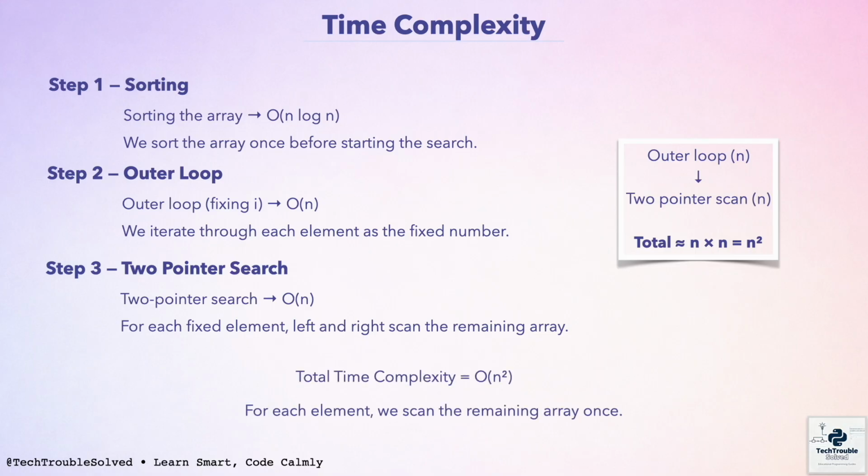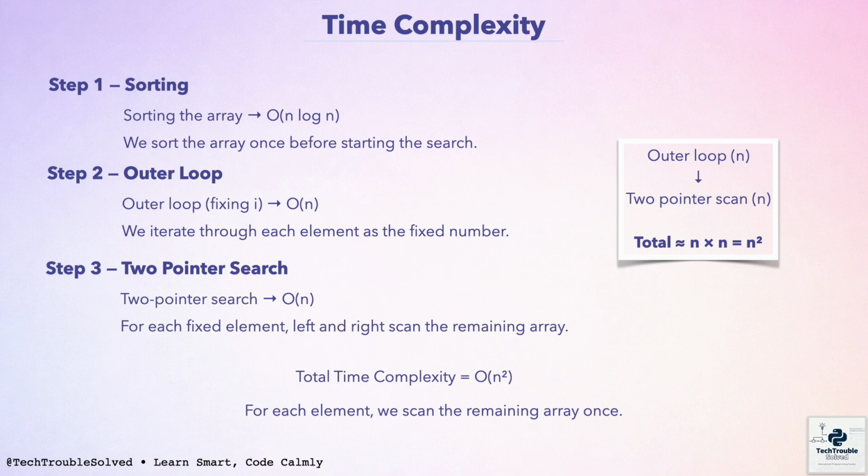The initial sorting step O(n log n) is smaller compared to O(n²), so it does not dominate the overall complexity. Therefore, the final time complexity of the optimized three-sum solution is O(n²).